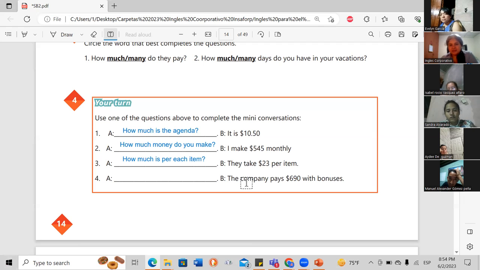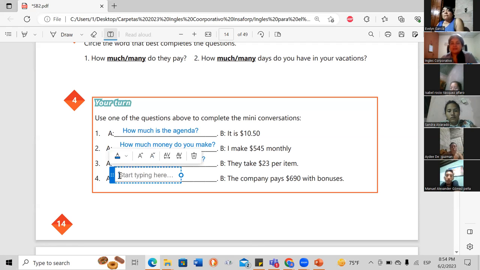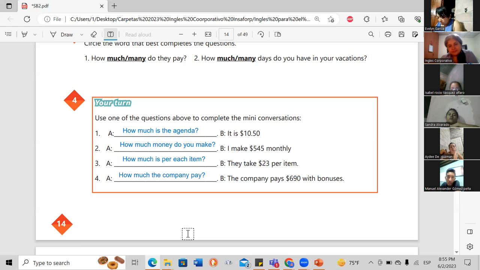The answer here is the company pays $690 with bonuses. How will be the question? ¿Cómo sería la pregunta? How much does the company pay? The company pays $690 with bonuses, okay? Good.